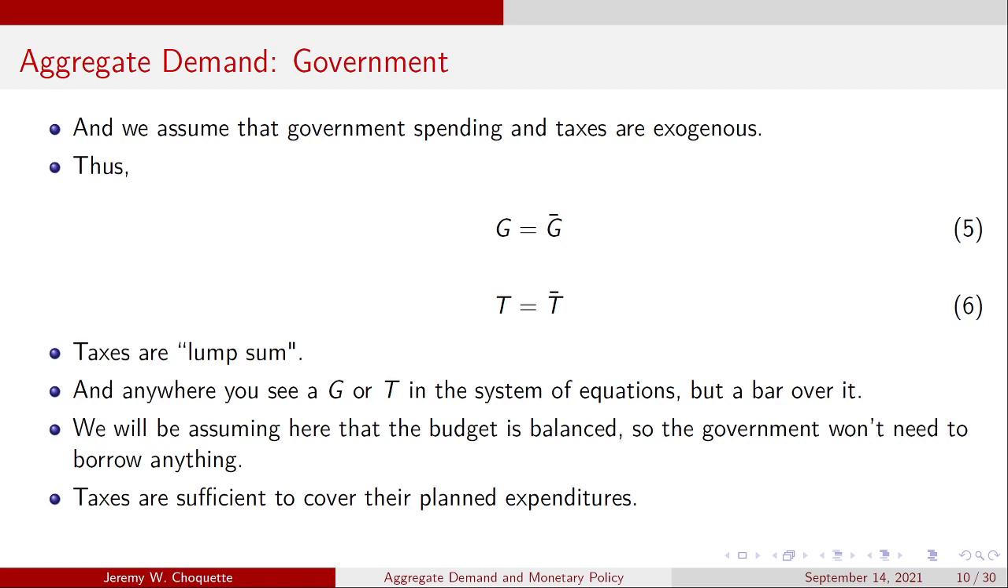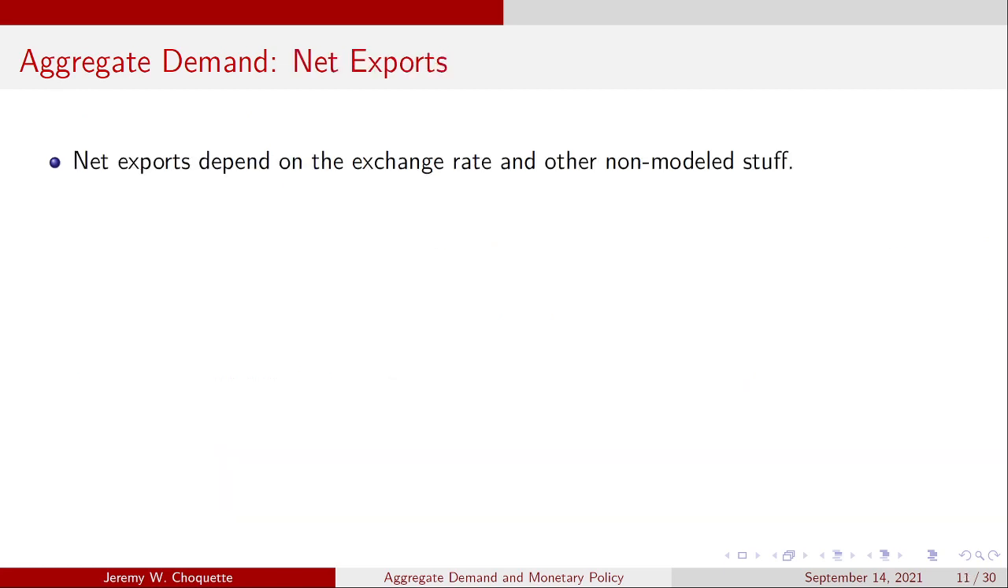Because if you're borrowing, that means you've got to pay it back tomorrow. So you can kind of think of it as borrowing from your future self. It gets a little complicated right now, just static stuff. So we've got a balanced budget. The government spends what it needs based on the taxes that come in, and it spends exactly what it taxes, and it taxes exactly what it spends. So taxes are going to be sufficient to cover their planned expenditures. And like I said, we'll get to borrowing and debt stuff later.